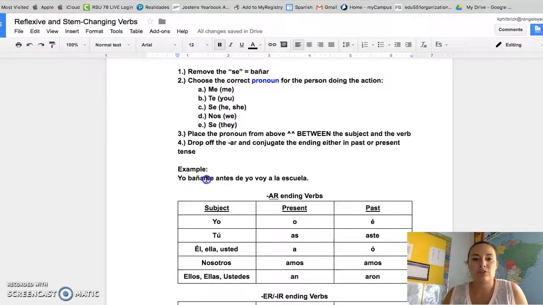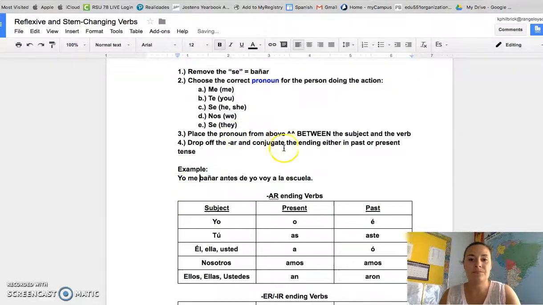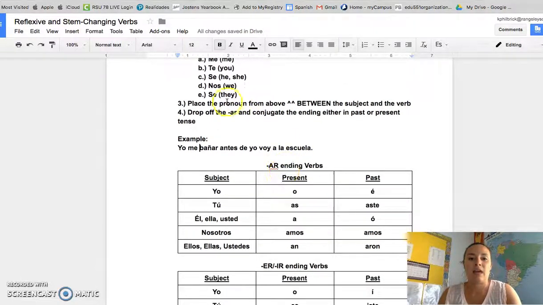Okay, so following the steps, the first thing I'm going to do is take off the SE. I realize that I'm doing the action, so I need to pick me for my pronoun. I'm going to plug that in between the subject, which is yo, and the verb, which is bañar. So I plug in there yo, me, bañar. Okay. So now I'm on step 4, and I'm going to drop off the AR ending.